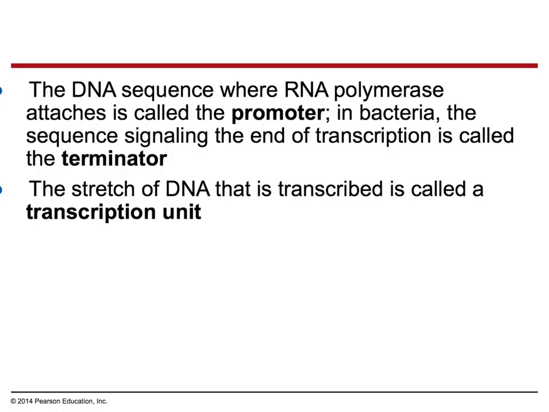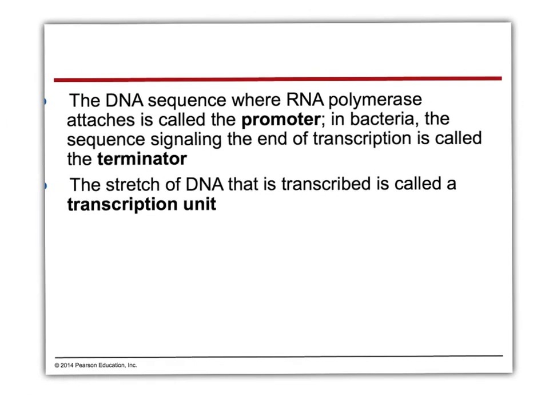Okay, your promoter and terminator. You have a terminator also, which is part of the DNA. It's a sequence of DNA that determines when that gene ends. So the stretch of DNA that's transcribed is called your transcriptional unit. Some of that transcriptional unit will not become protein. That's what we call the untranslated region.